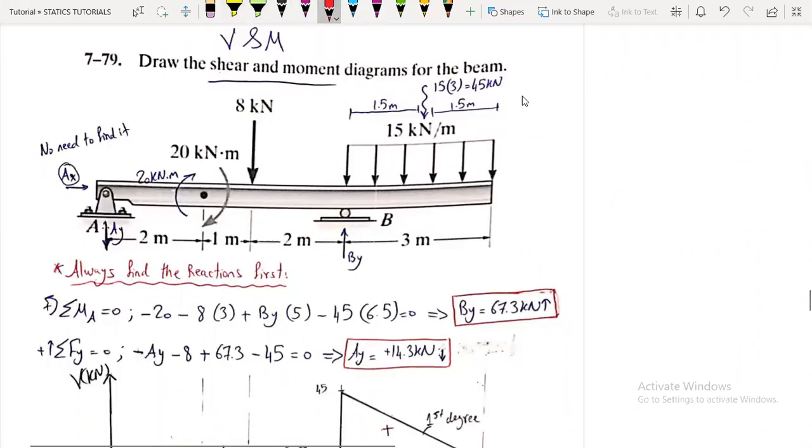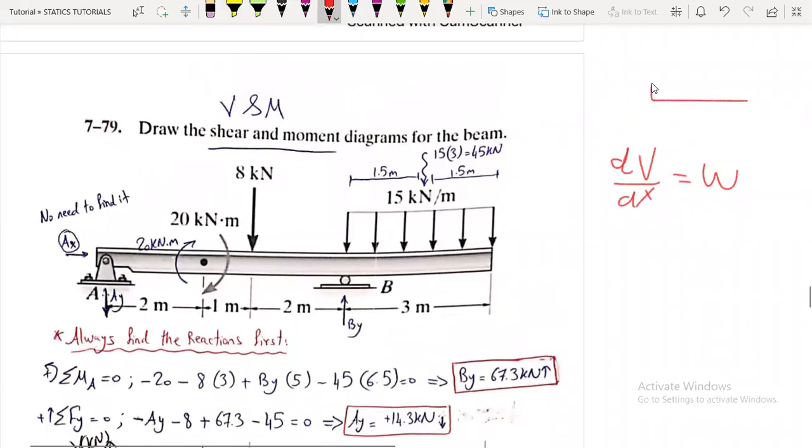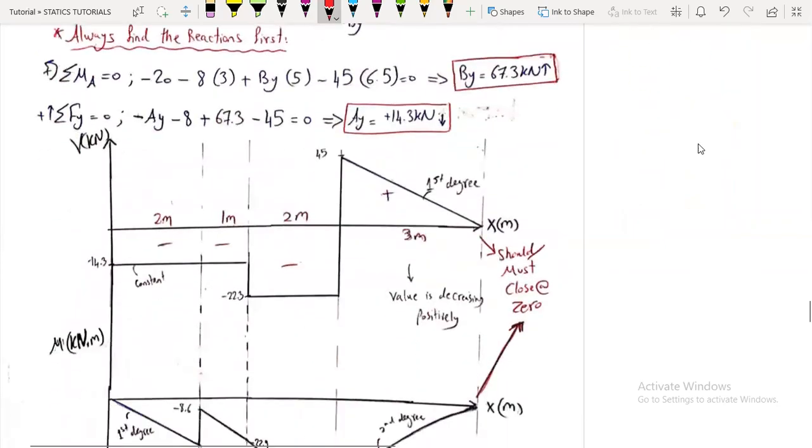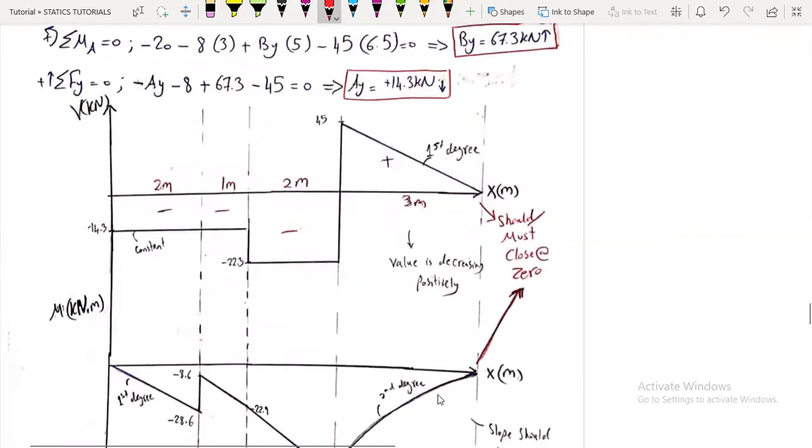We have our equations: the derivative of the shear over dx equals the distributed load. They assume the distributed load acts upwards, so it's positive. And dM over dx equals the shear value. So the slope of the shear equals the value of the distributed load, and the slope of the moment is equal to what? The shear value.